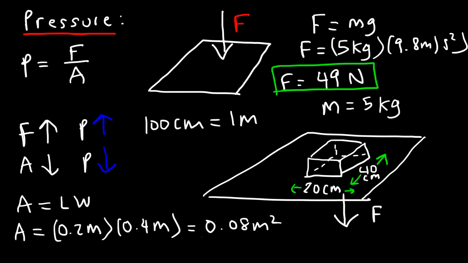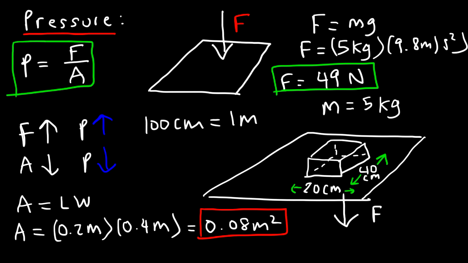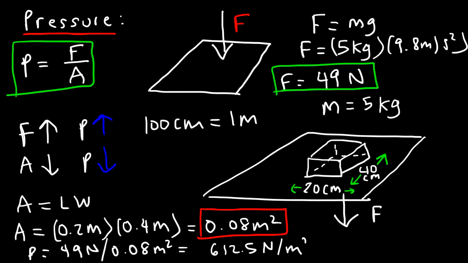So now that we have the area and the force, we can now use this equation to calculate the pressure. So we have a force of 49 newtons being exerted over an area of 0.08 square meters. So 49 divided by 0.08 is 612.5 newtons per square meter. So that's the pressure. So what does that number mean? What does it mean to have a pressure of 612.5 newtons per square meter? This means that if you exert a force of 612.5 newtons over an area of 1 square meter, you're going to have the same exact pressure.